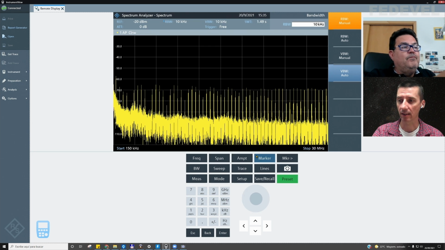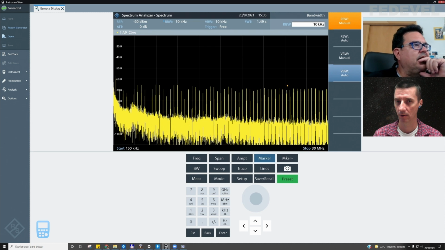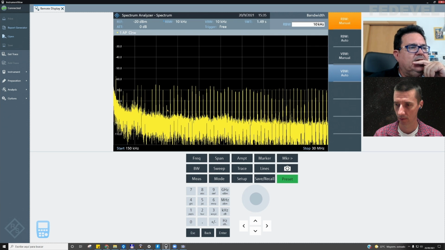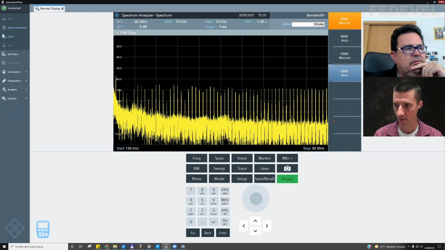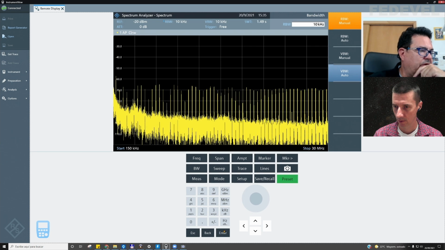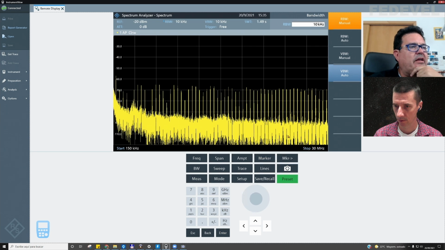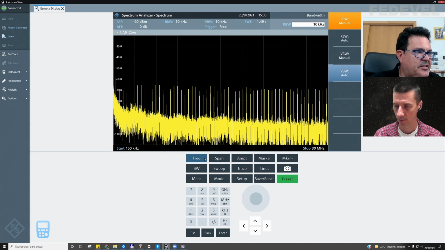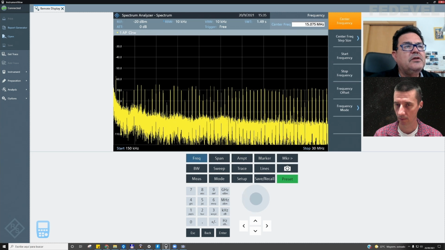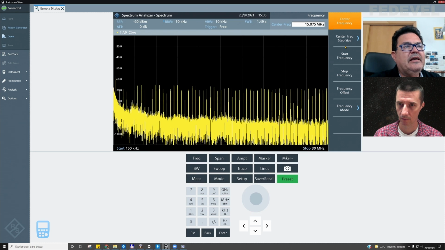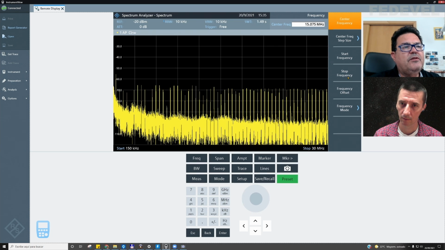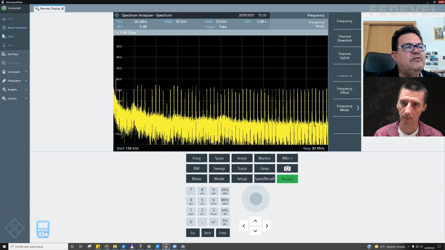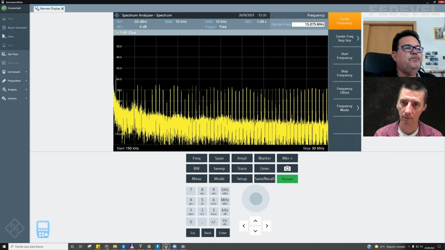Can we change the scale to logarithmic? No, I think I cannot do this in this instrument. I think it's linear only. Sorry. With the other instrument, I think with the other software, I can do this, but not here, because usually this is in the frequency menu, and you can see that I can select the center, the start frequency, the stop frequency, and the frequency mode, but no, I cannot change the scale, okay?